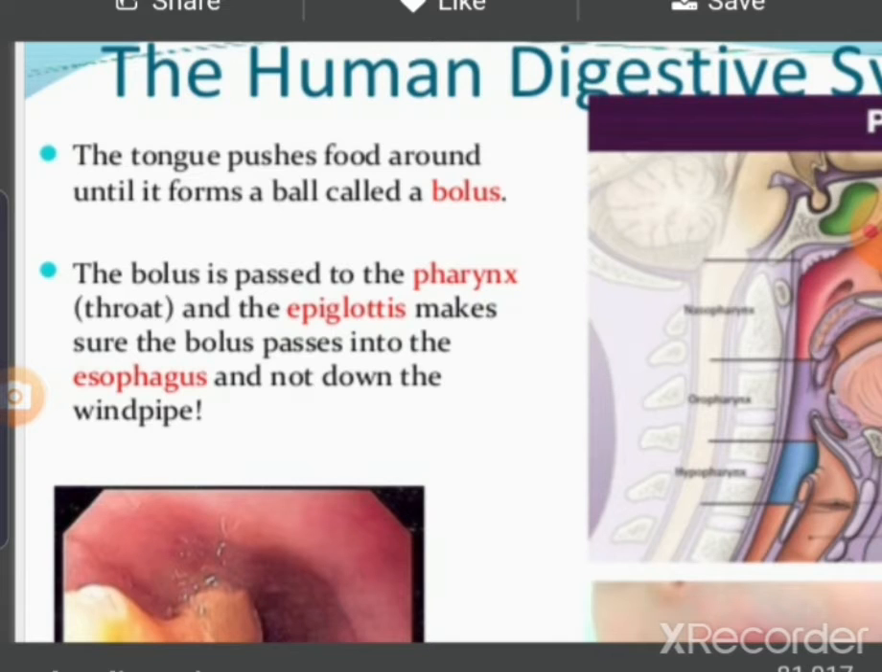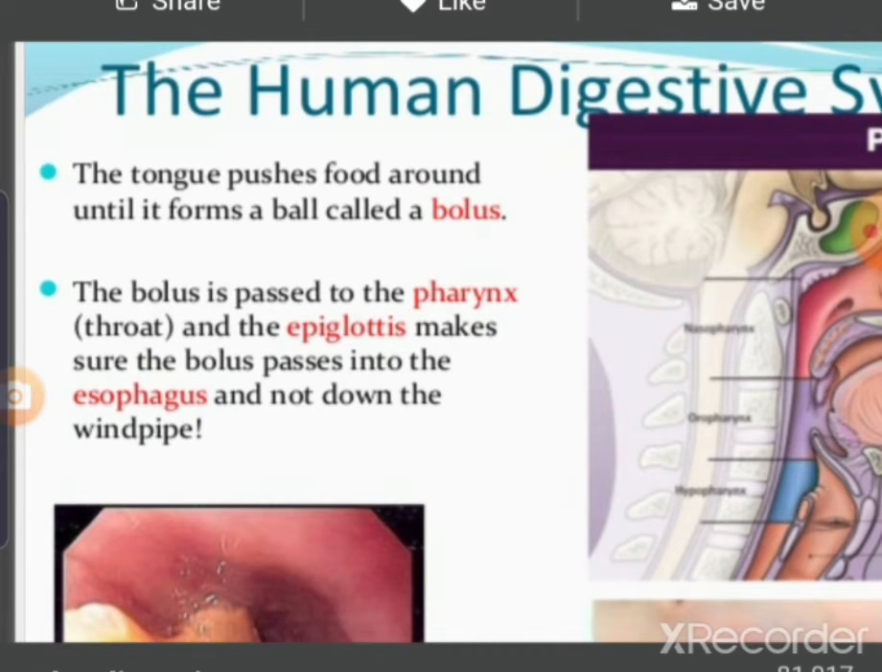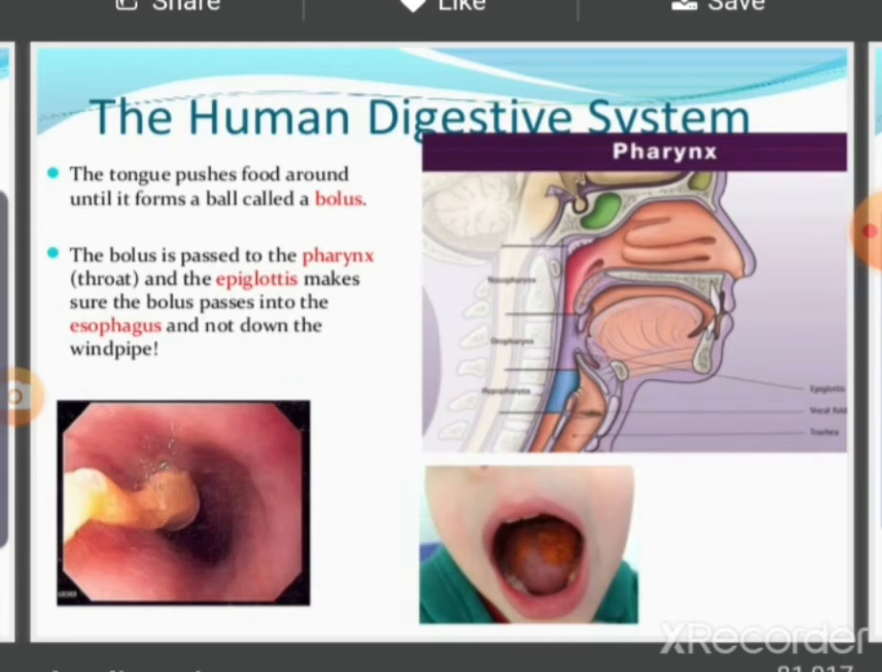it makes sure that the bolus will not pass down into the windpipe. Okay, the bolus has to pass through the esophagus, the food pipe, so it will not go into the windpipe. If at any time any small part of the food enters the windpipe, what happens? Immediately there is coughing, so that the food is released from the windpipe and again enters our food pipe, that is the esophagus.